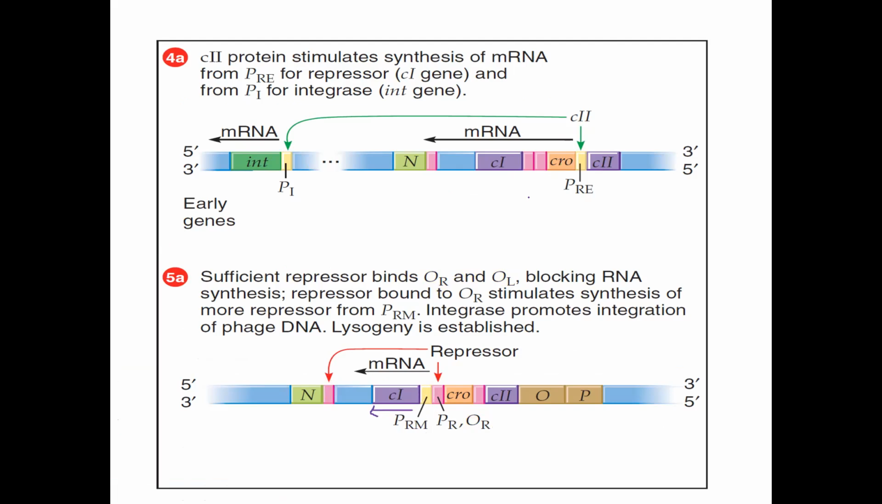So until now, the C1 repressor was being made from promoter PRE. But now the C1 repressor would be made from promoter PRM, and this remains the only active promoter in lysogeny. All the other promoters are inactivated. PRM remains the only active promoter. The sufficient repressor binds to OR and OL, blocking RNA synthesis, and the repressor bound to OR stimulates the synthesis of more repressor from PRM. Integrase promotes the integration of the phage DNA into the chromosomal DNA, and lysogeny is established. So, summary.